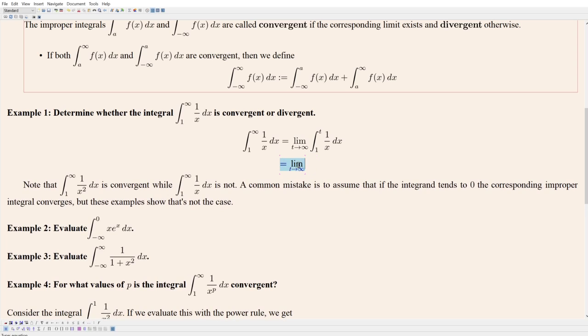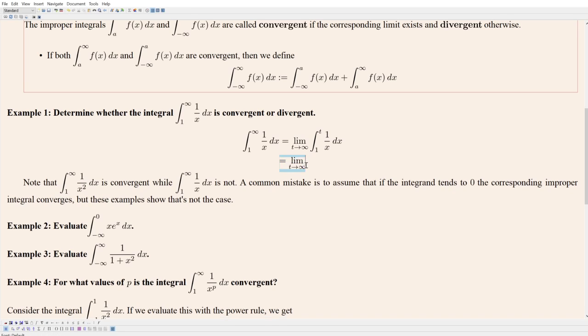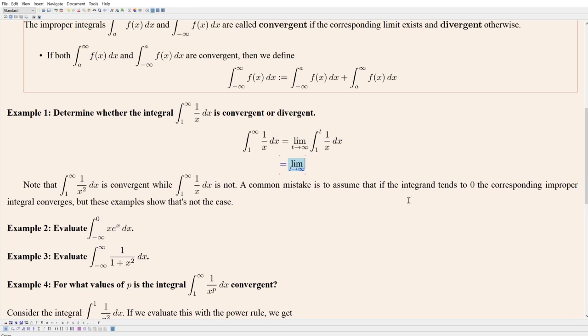So here's what I'm going to do. I'm going to copy this symbol to my clipboard because I'm going to be using this guy a lot. Okay, what's the antiderivative of 1 over x? Well, that's natural log, and that is evaluated between t and 1. So that is natural log at t. The absolute values aren't required because t is larger than 1, and so it's positive. Minus natural log at 1.